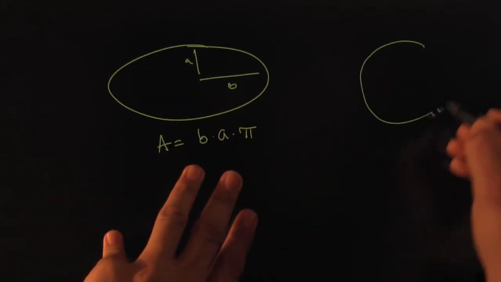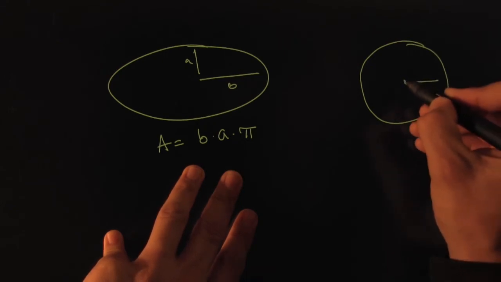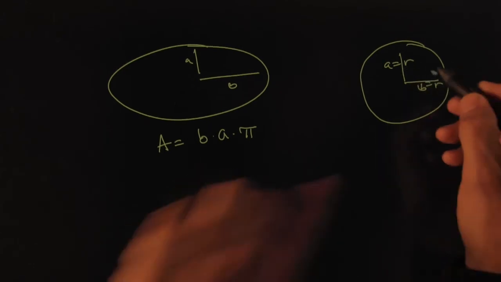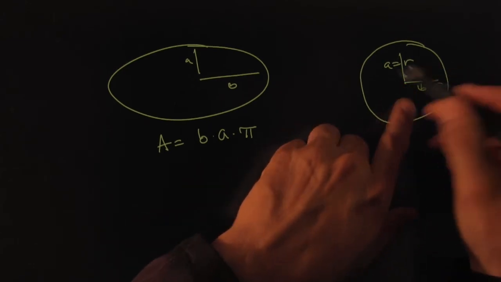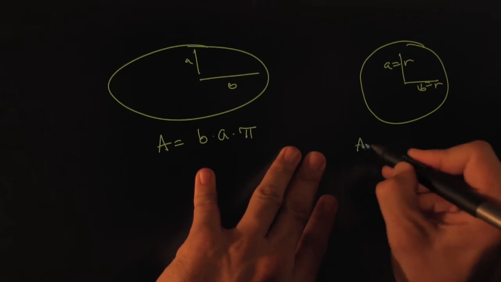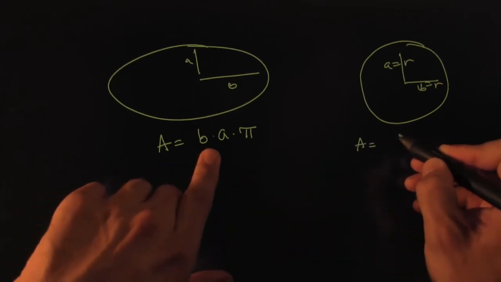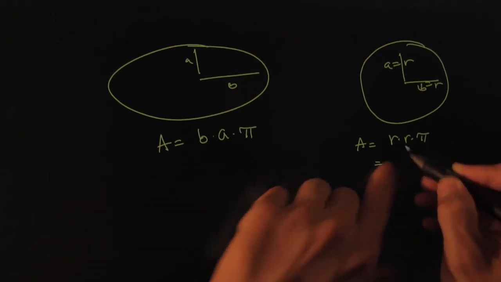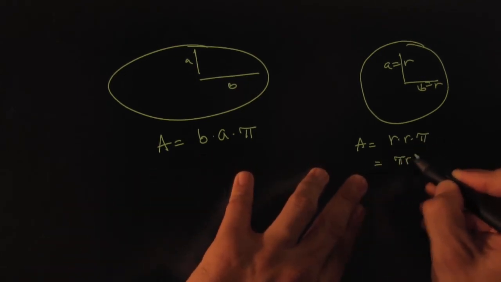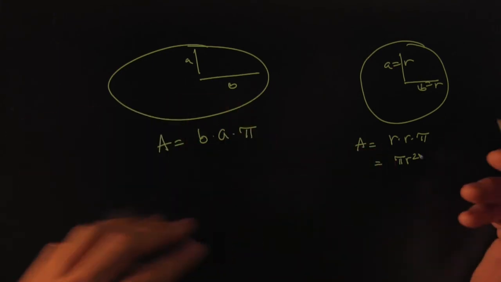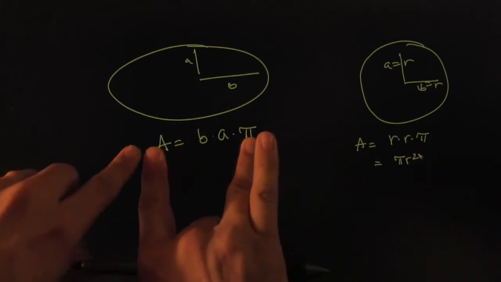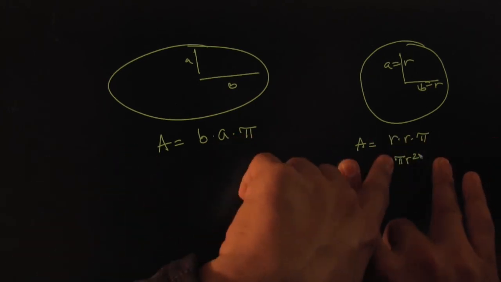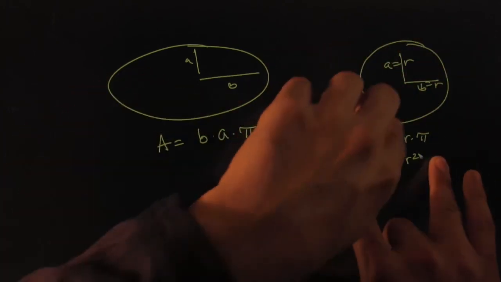Whoa, wait a minute. What if the ellipse also happened to be a circle, where A and B are both equal to R? Because on a circle, both of these are equal. Everything is R all the way around. In that case, this formula would say that the area is equal to R times R times pi. Wait a minute, is that equal to pi r squared? Yes, it is. So we verify that the ellipse formula that we just derived coincides with the expected formula for a circle when the ellipse happens to be a circle.